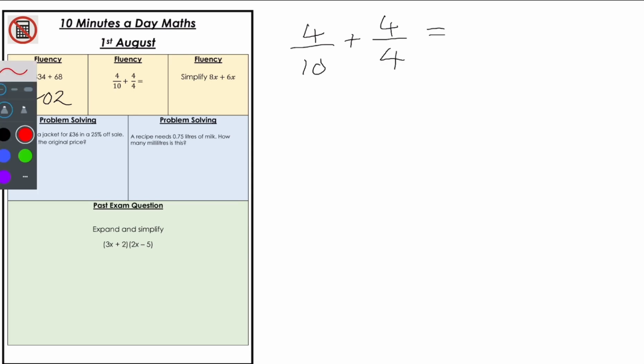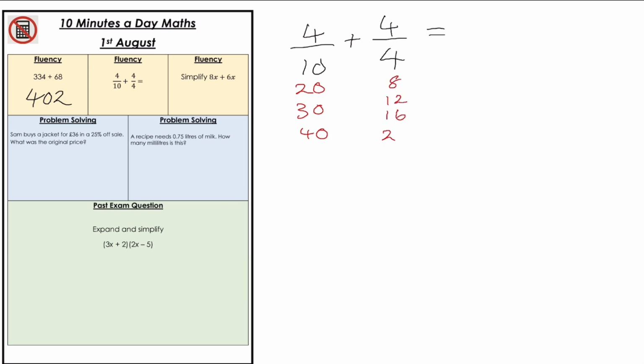So I'm going to start here with 10, then 20, 30, 40. And I'm going to do the same for my 4 times table. I'm going to write a few numbers in there. So 4, 8, 12, 16, and 20. Now I can see 20 is the lowest common multiple. So that's the first number that is the same in both. Okay, so what do I times 10 by to get to 20? Well, that's 2. And what do I times 4 by to get to 20? That's 5. Now with fractions, you need to remember whatever you do to the denominator, you do to the numerator. So I'm also going to times my numerator by what I've times the denominator by.